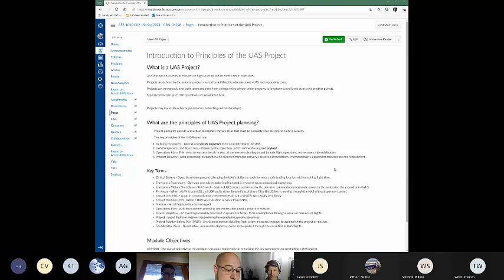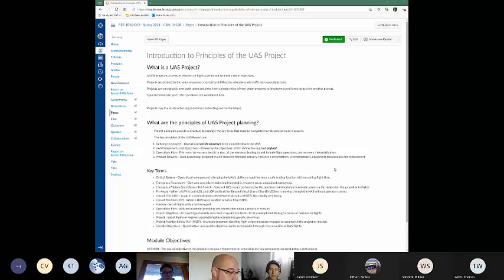So what are the principles of the UAS project? We're going to talk a lot more about what a UAS project is in the next slide. So project principles provide a structure to organize the key tasks that must be completed for the project to be a success. All right, so basically what I'm laying out for you here in principles of the UAS project is that structure so that we can organize anything that is going to be important for that project. We can find a place for it.